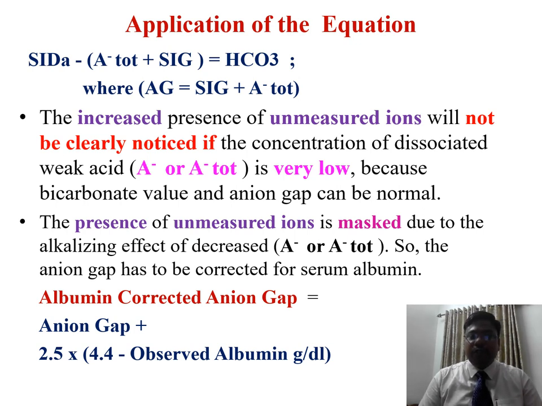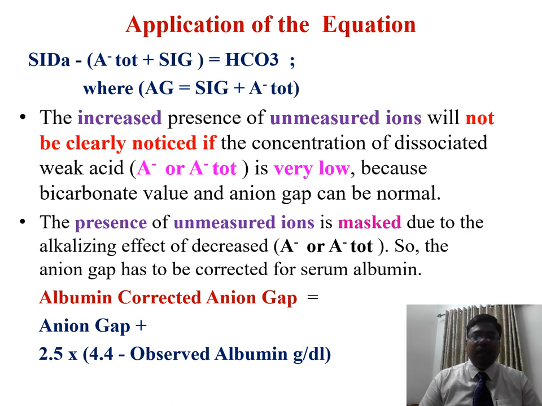Suppose the ATOT, which denotes the concentration of albumin and phosphate, is very low. And if the unmeasured ion is very high, the net effect will be that they cancel each other. So anion gap may be normal. So the presence of unmeasured ions will not be clearly seen. The presence of unmeasured ions is masked due to the alkalizing effect of decreased ATOT. So the anion gap has to be corrected for the serum albumin.